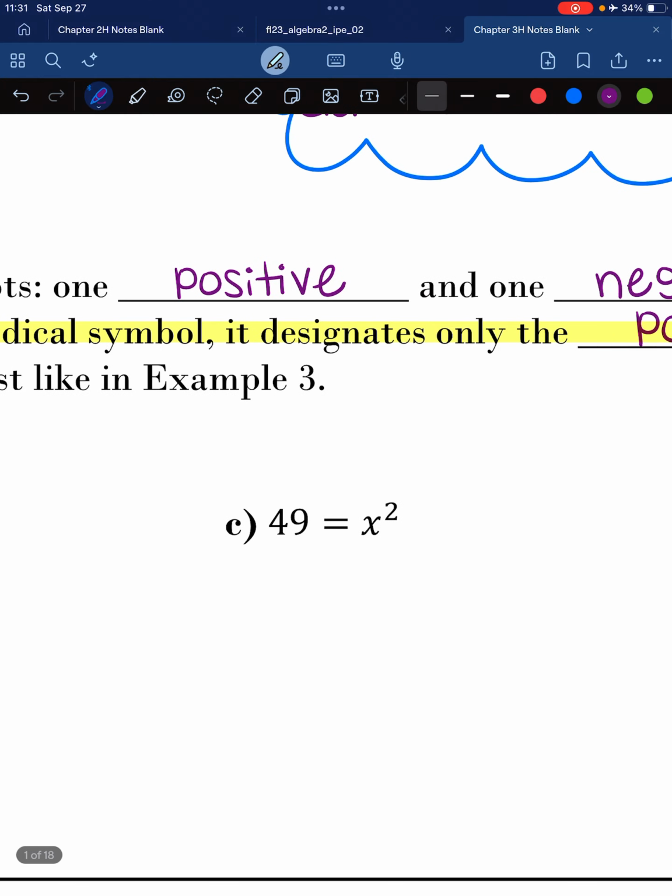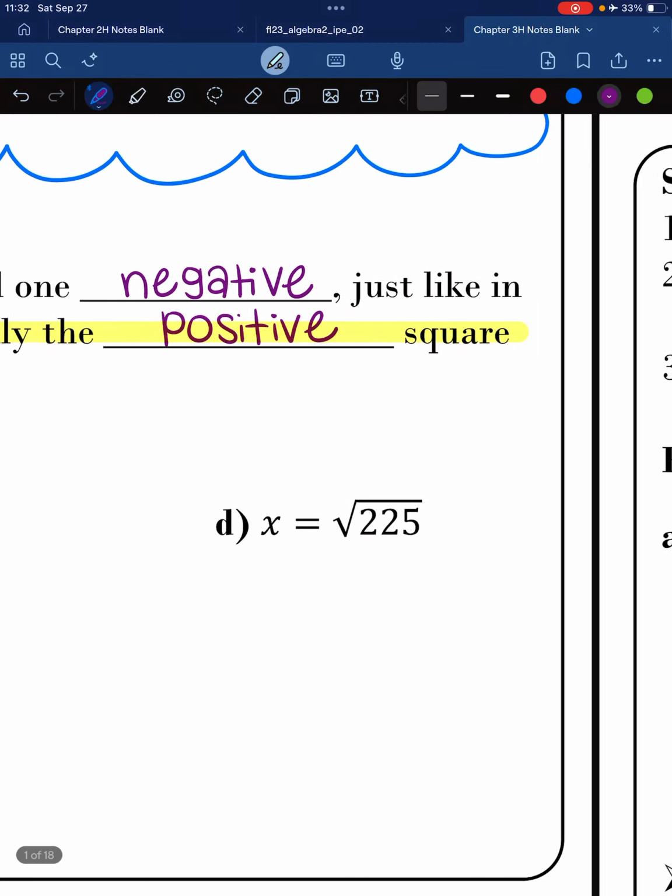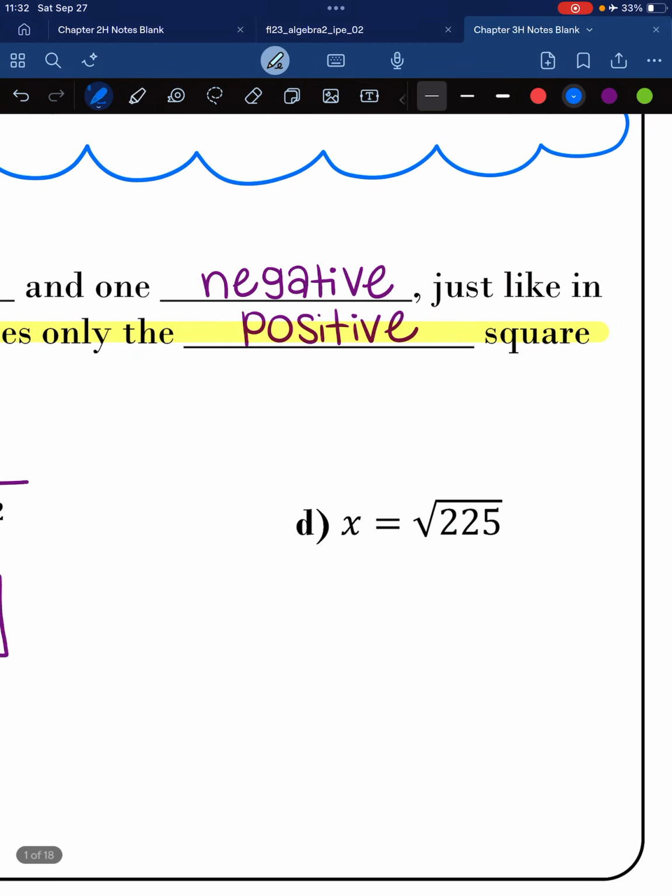Okay, C, we are the ones that are taking the square root here. So plus or minus square root of both sides, and we end up with positive or negative 7. So I have two solutions. Versus D again, that square root is already printed there, so all I have to do is simplify. The square root of 225 is 15.